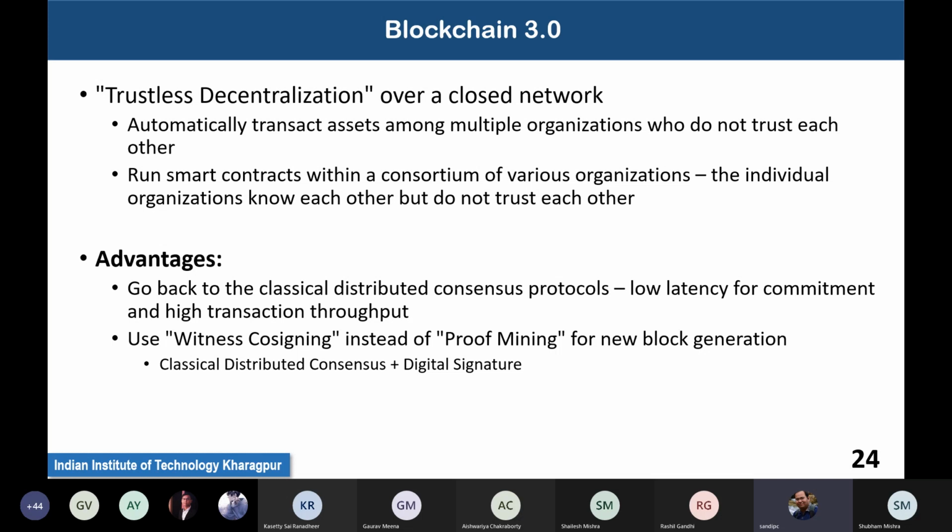But when we are in a closed network, we do not need such a mining algorithm. Rather, we can add a cryptographic technique on top of the distributed consensus protocol. One of those techniques is called witness cosigning, which we'll see later in detail. Witness cosigning basically means that to agree on a particular message or transaction, multiple parties sign the message together.